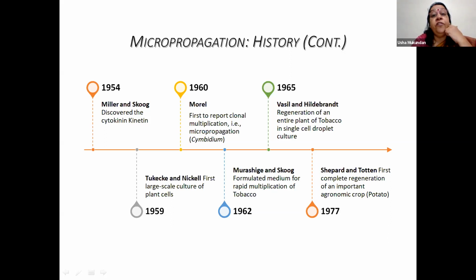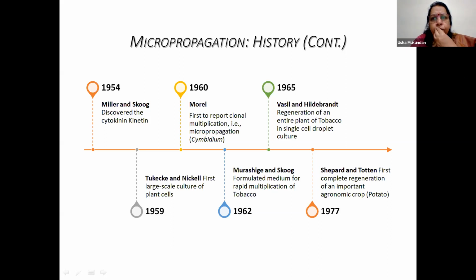See, tobacco is also grown for flavors. It is not only for the nicotine content, but also as a flavoring agent. But it is a good model system. Suppose you want to carry out experiments on transformation, then tobacco is a good system, because regeneration is very easy.